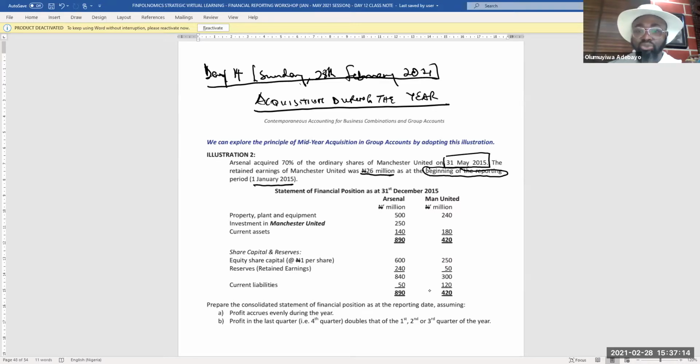Now the question then is, we don't know what the reserve was as at this point, other than this information made available. Now let us start our solution from A. They said to be able to determine what the reserve was as at this date, let us for this business assume that profit accrues equally over the year. What will happen in that situation?